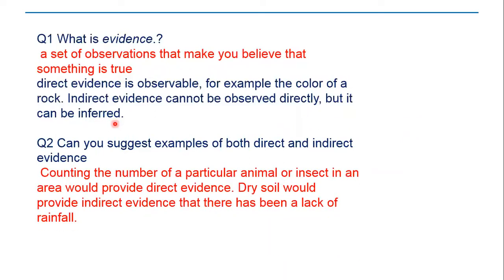Okay. Counting the number of a particular animal or insect in an area would provide direct evidence. It's observable. Dry soil would provide indirect evidence that there has been a lack of rainfall.